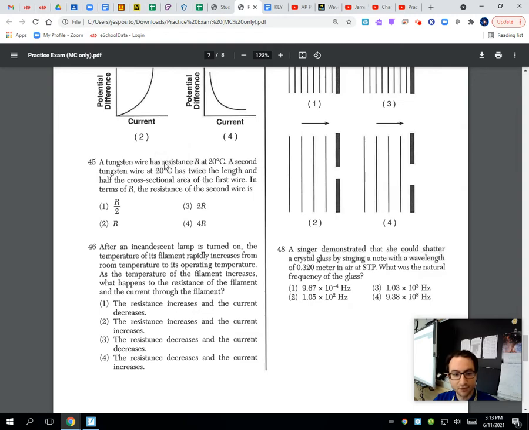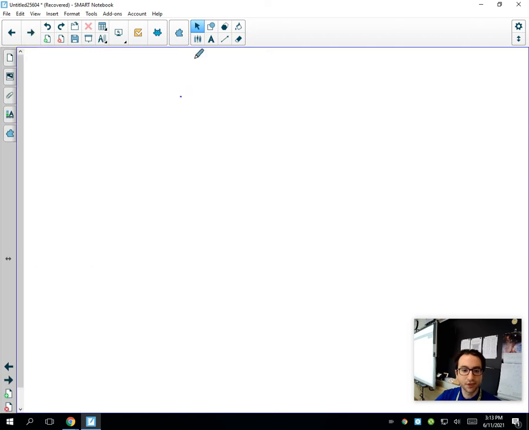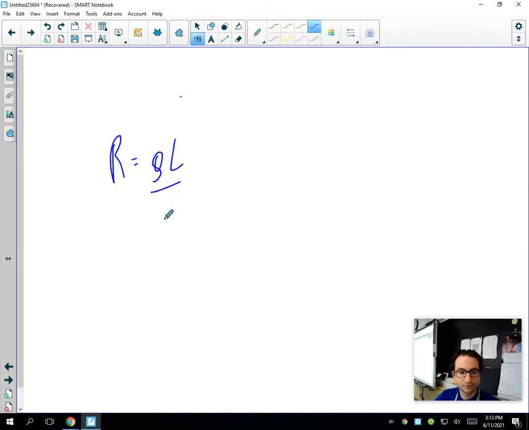Now we're told that we have a wire with all the variables as normal, and then a second wire where the length is doubled and the cross-sectional area is halved compared to the first. So this is another one of those ratio questions. Here we have the normal equation. And now here's the new equation with the adjustments made. We've doubled the length, and we've halved the cross-sectional area.